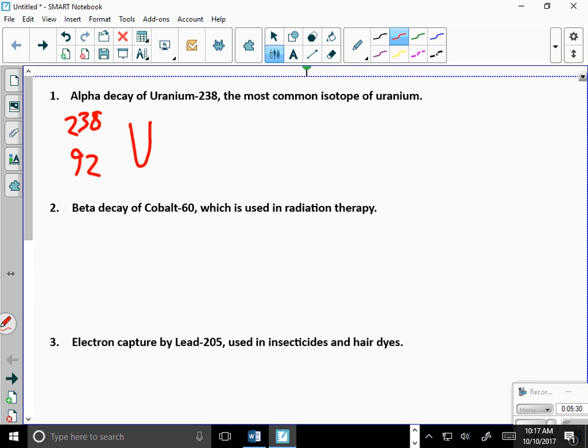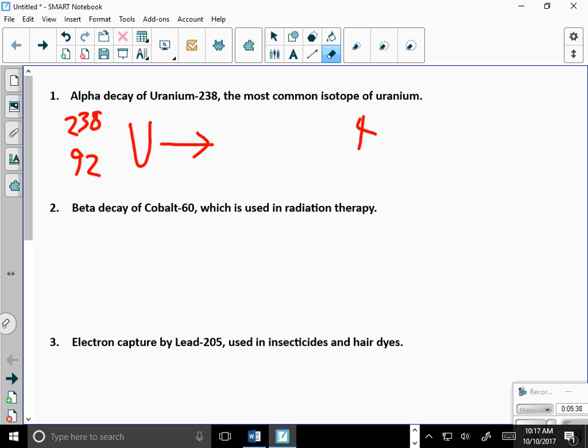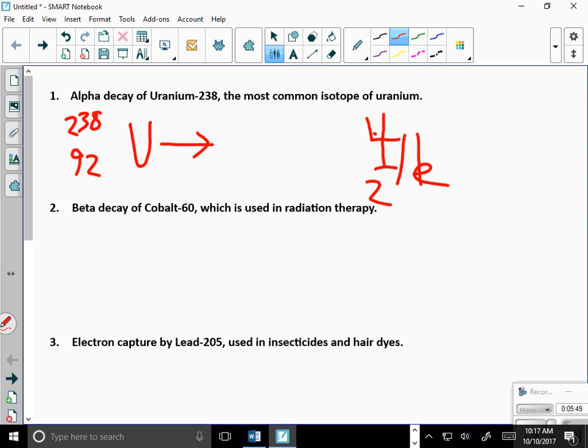Now, when it is undergoing alpha decay, I told you we're going to have helium, 4/2.